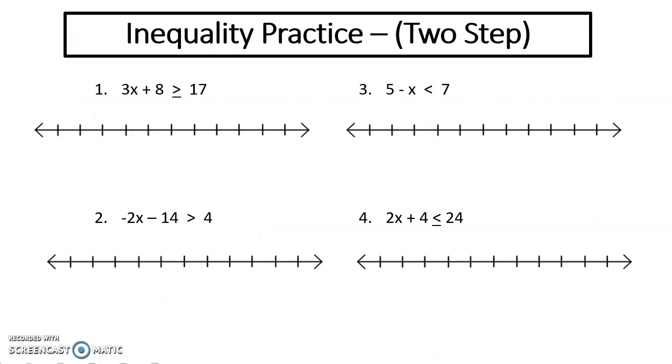I'm going to go to the next page. These are two-step inequalities, so we're going to solve just like we do a regular equation. 3x plus 8 is greater than or equal to 17. I'm going to start by trying to isolate my x. I'm going to subtract 8 on both sides. That gives me 3x is greater than or equal to 17 minus 8, which is 9. Divide both sides by 3, and I get x is greater than or equal to 9 divided by 3, which is 3.